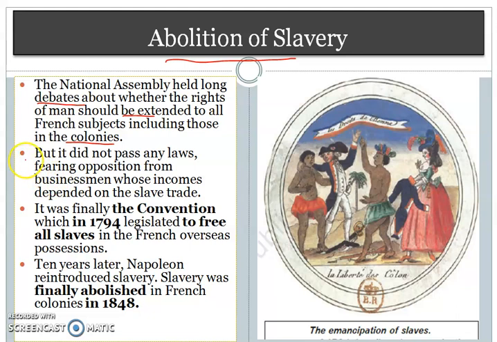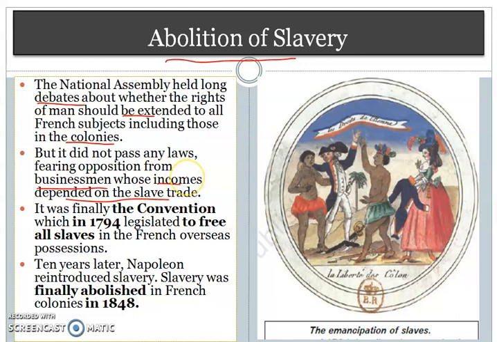The National Assembly wanted to pass the laws to free the slaves, but they could not do it because the slave trade was a profitable business and they did not want to make the businessmen and other merchants unhappy because their incomes depended on the slave trade. So the National Assembly did not take any action to free the slaves.